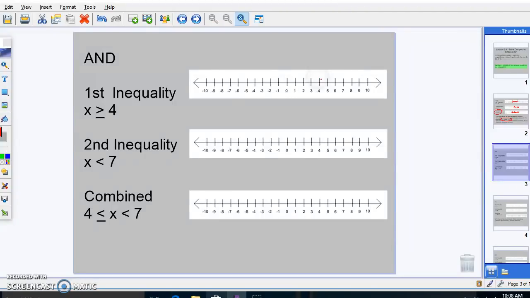Now, if we take a look at another example, our first inequality says that x is bigger than or equal to 4. So I would have a closed circle at 4, with an arrow to the right to show numbers that are bigger. My second inequality would be x is less than 7. It cannot be 7, but it can be anything less than. So when I combine those together, I have an open circle at 7, and a closed circle at 4, and that 4 is colored in. Because it's one large inequality, an "and" inequality, I'm connecting the two circles. Notice once they're combined, there is no longer an arrow.